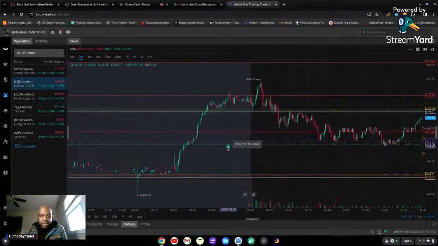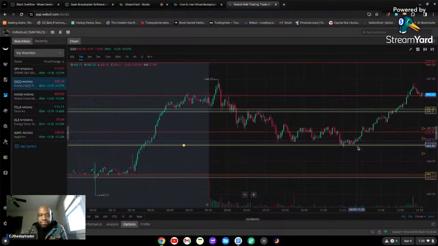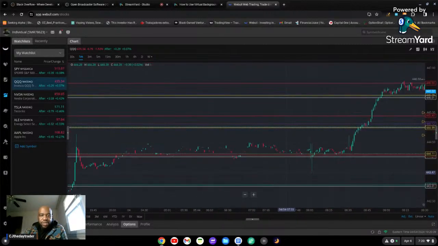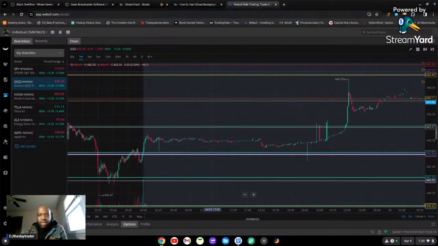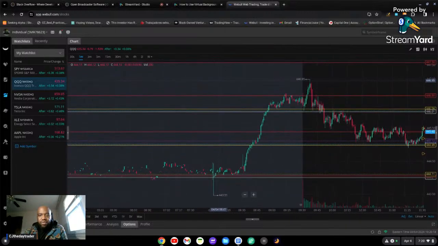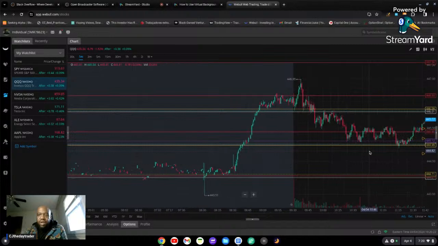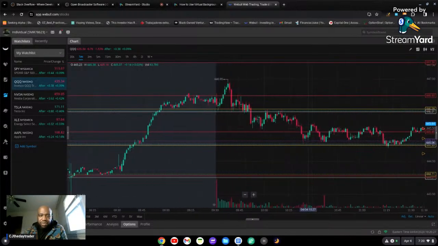So let's just add this level right there. That's kind of like a pre-market mini level. Let's go back and just see if anything else touched that level that we might have missed. Not really. 444.78 was a level, but we didn't get down there. So yeah, that was a mini level.